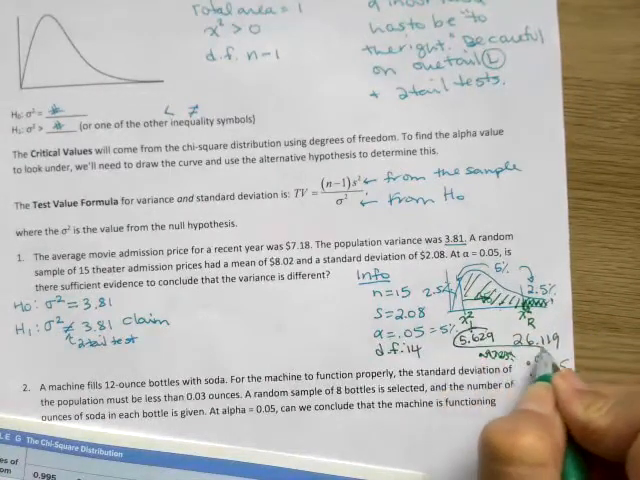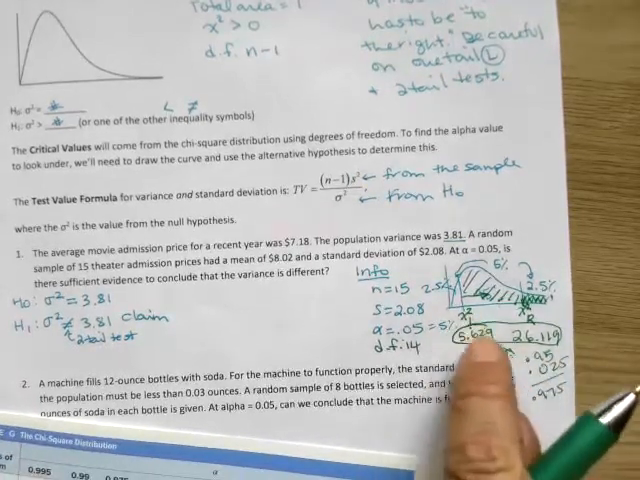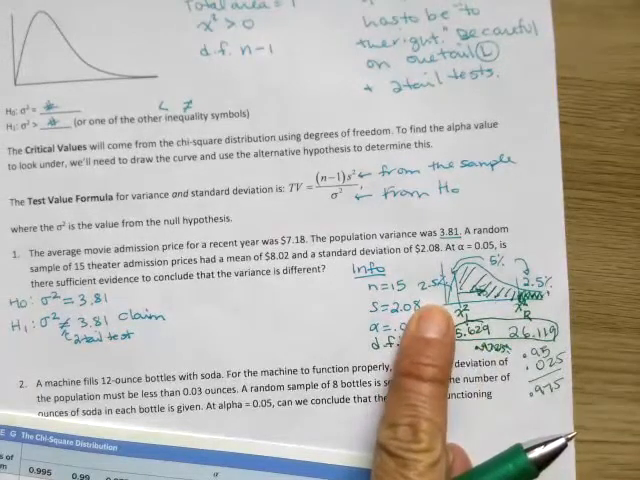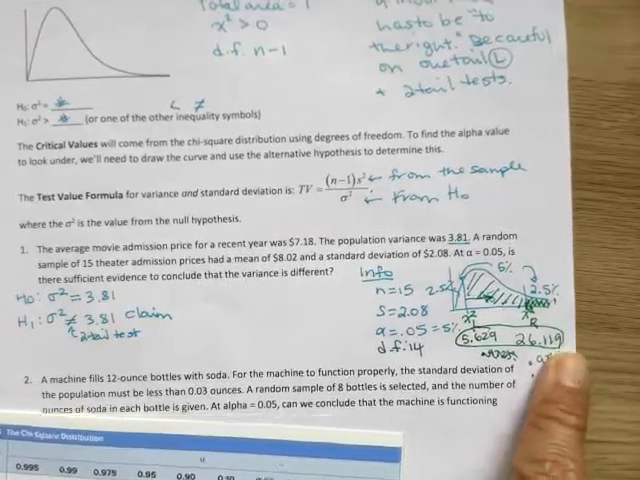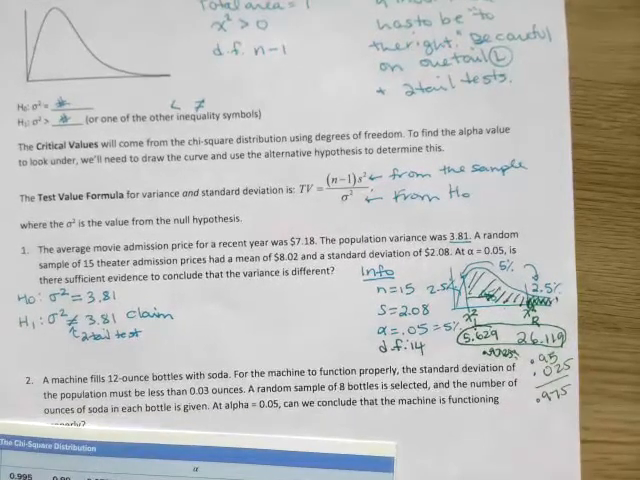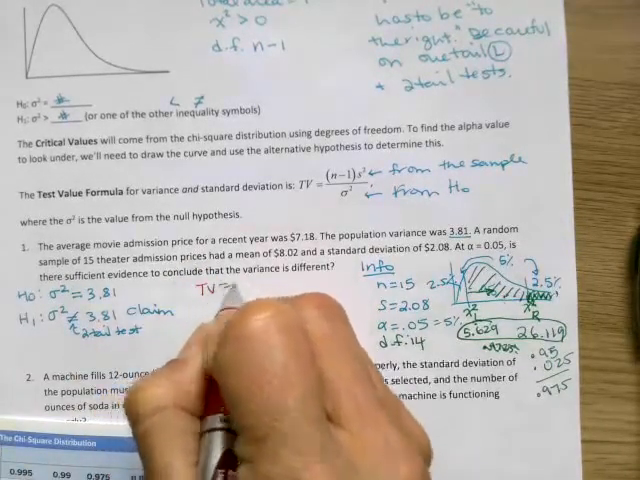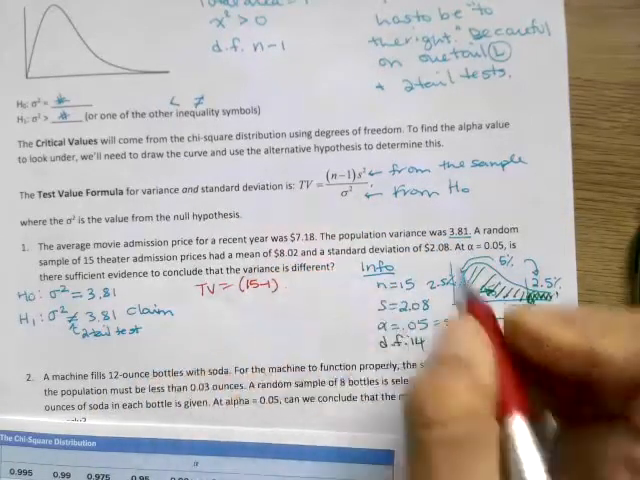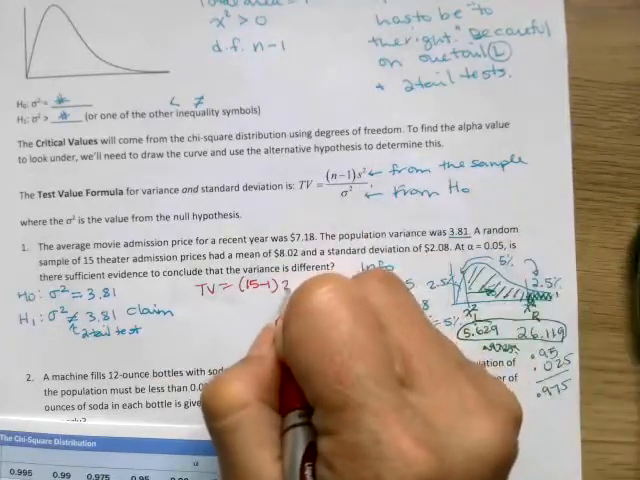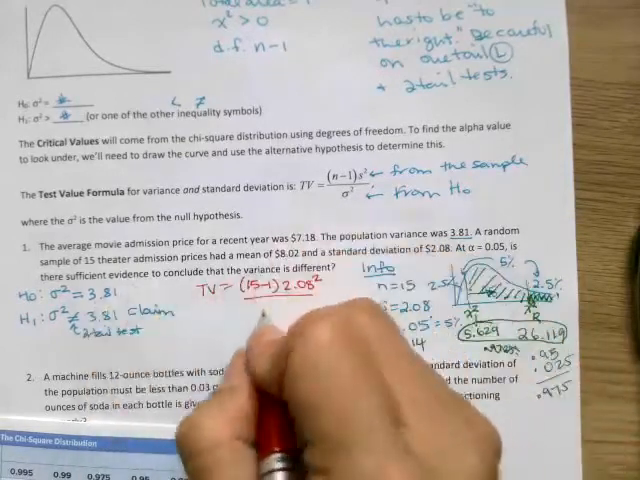Okay, so I'm going to go ahead and circle these two numbers. Those are my boundaries. So if I go either less than the 5.629 or more than the 26.119, then I can say that it's different. Okay, let's find our test value. There's your formula: n minus 1 times s squared, so s from our sample, 2.08 squared, divided by sigma squared from the hypotheses.